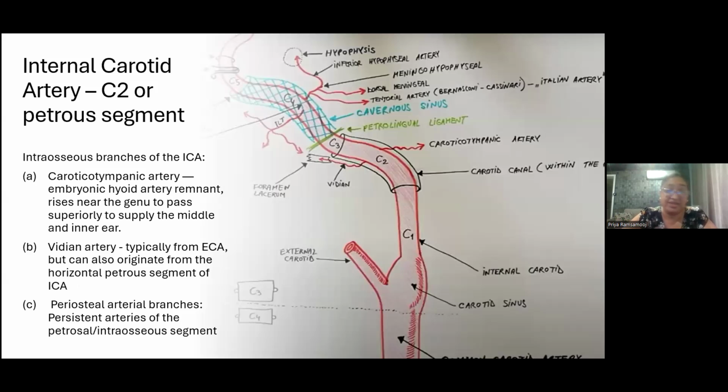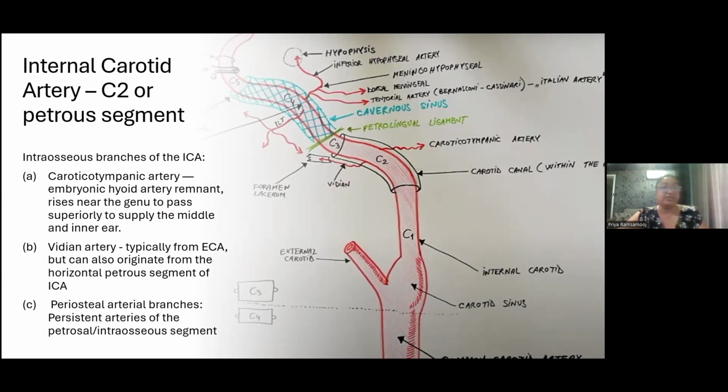Sorry, before we move along to C3, importantly, the branches. So the intraosseous branches of the ICA. Really, C2, same thing, comes up, C1, C2, and you have the caroticotympanic artery, which is really an embryonic hyoid artery remnant, and it rises near the genu that you spoke about. Remember, we spoke about vertical, genu, horizontal. So it passes superiorly to supply the middle and inner ear. You can also have the Vidian artery, which travels through the Vidian canal and foramen lacerum, that can originate from this horizontal petrous segment of the ICA.